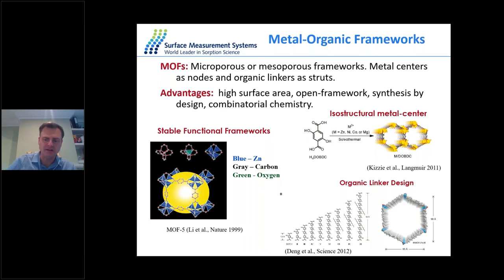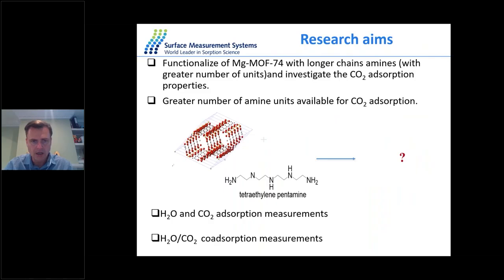So these are the most powerful techniques for the MOFs. In this work, we're going to focus now on magnesium MOF-74, which was actually one of the first reported for CO2 capture because it's got higher adsorption capacity. What we want to do is increase the amount of amine units available for CO2 adsorption by functionalizing this magnesium MOF-74 using tetraethylenepentamine. The aim of this work, what I'm going to talk about today, is to focus on both CO2 adsorption measurements and co-adsorption measurements.